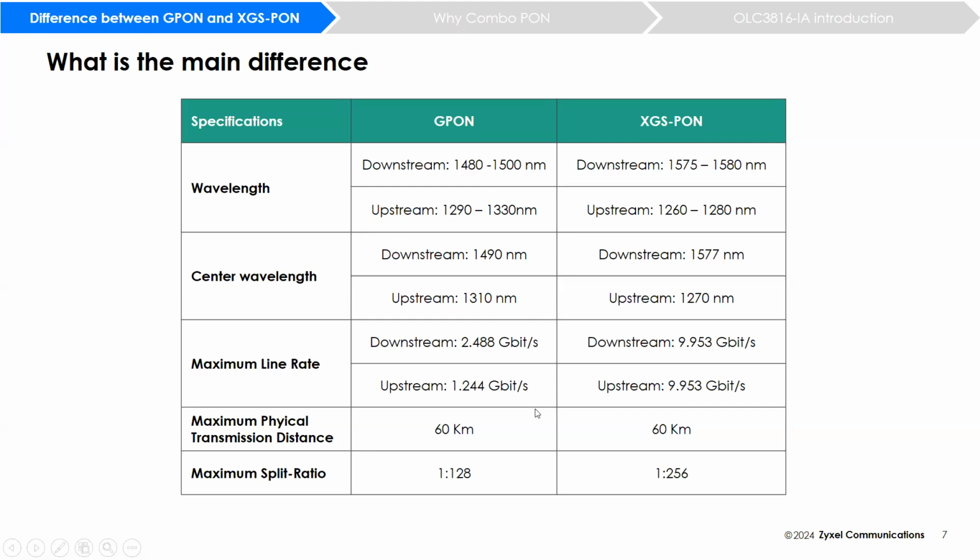Also, as I already introduced, the maximum line rate in the two technologies is different. In GPON technology, it can provide a downstream speed of 2.5 gigabit per second. And when it comes to the SGS PON technology, it can provide 10G maximum line rate in both upstream and downstream direction.